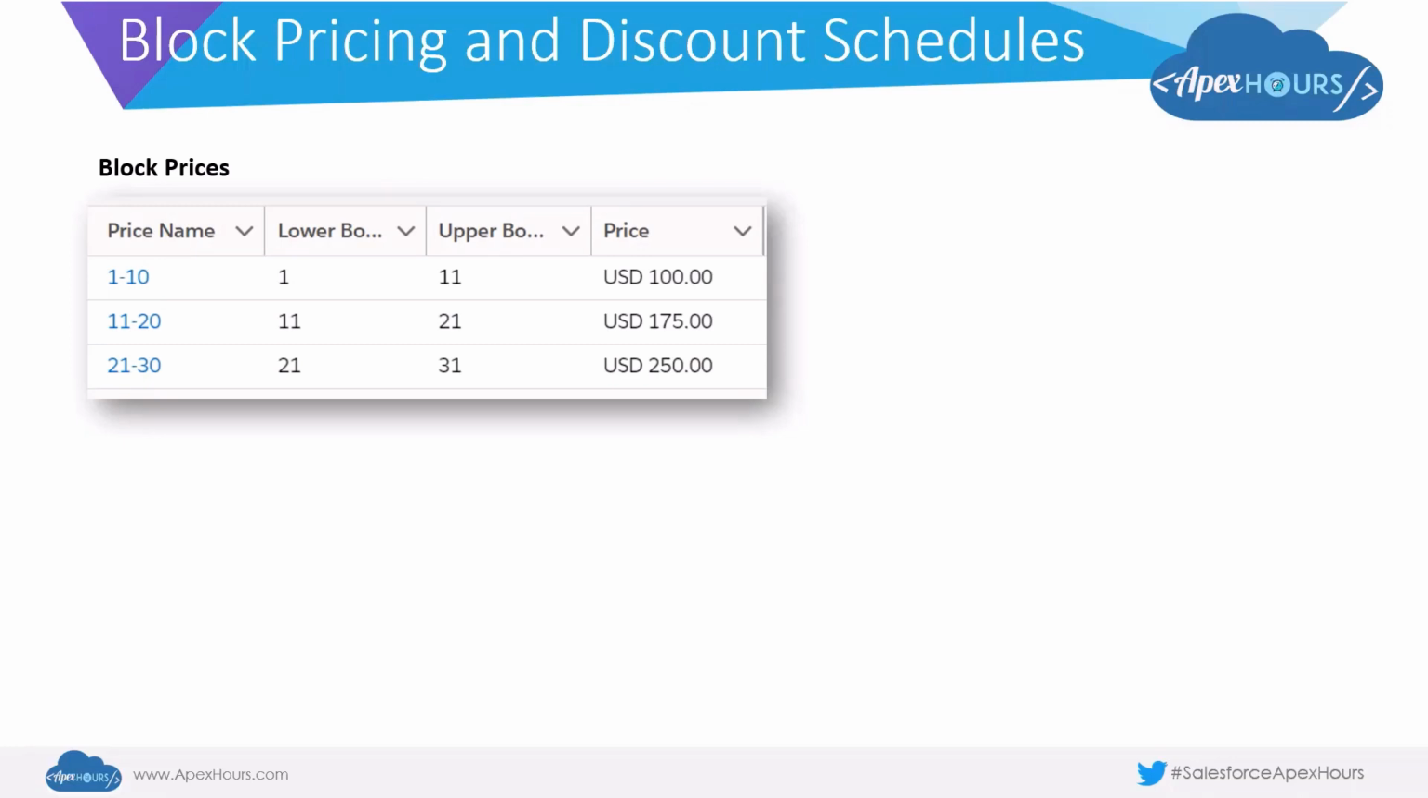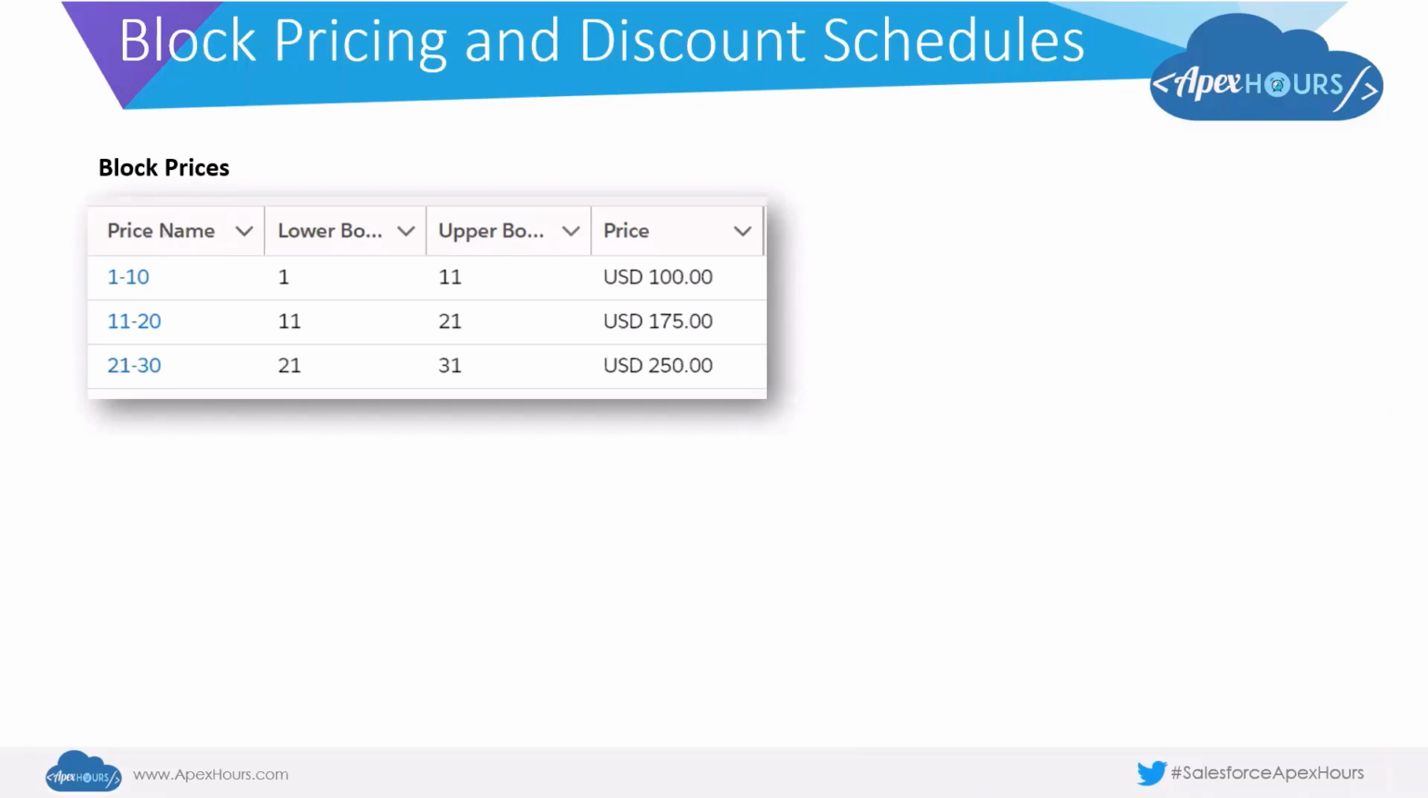Again, in a very similar fashion, the upper bound is exclusive. So the last tier, which is from 21 to 31, is actually for 21 units to 30 units. With block pricing, you'll also know that we've got an upper bound, and in this particular example, we've reached a price of $250 for 30 units.